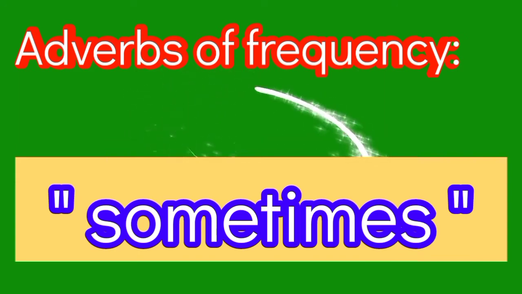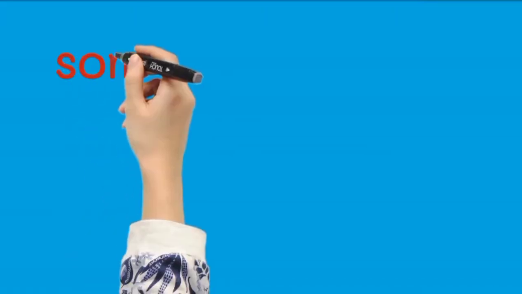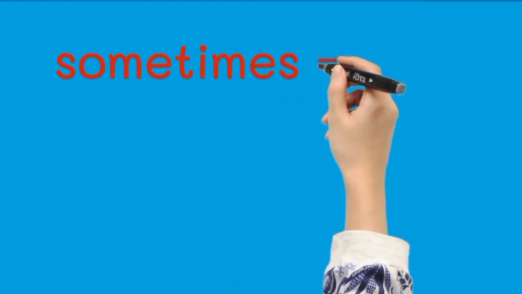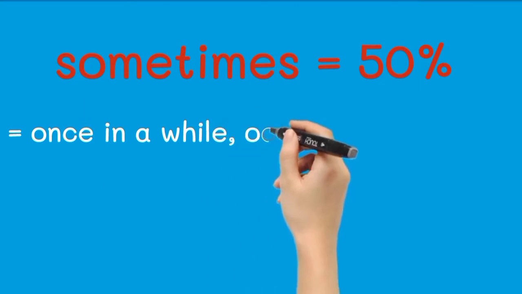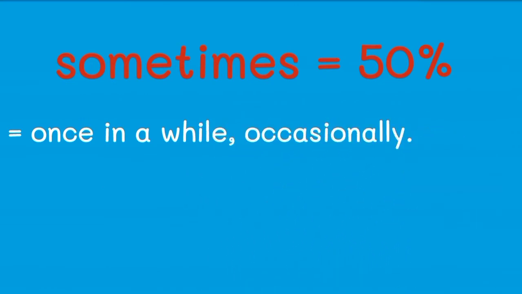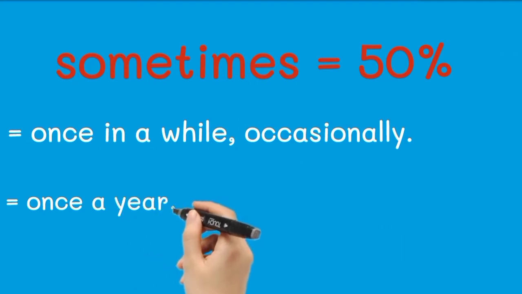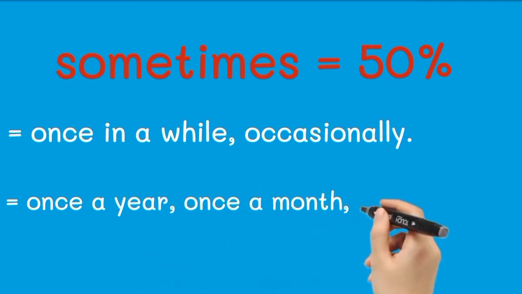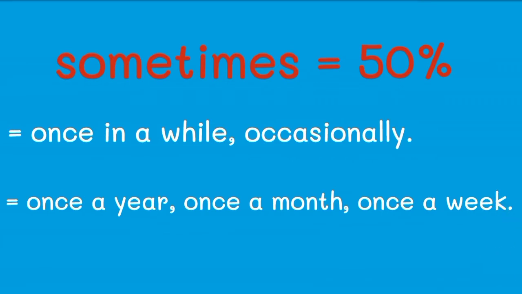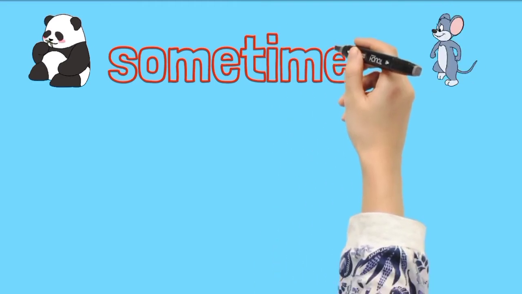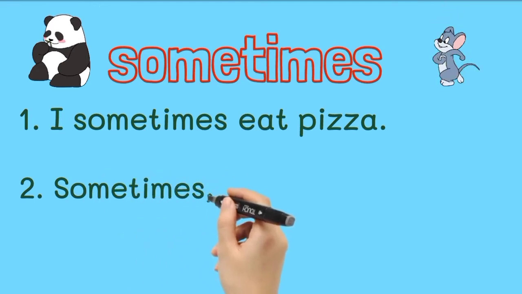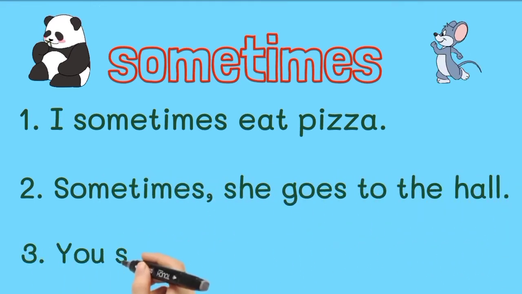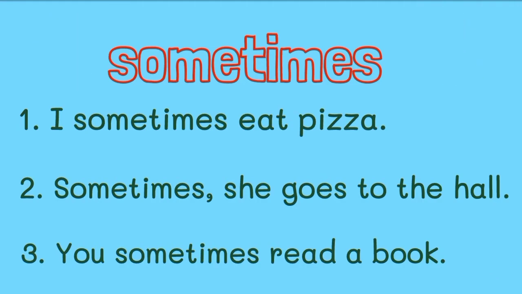Adverbs of frequency, sometimes. Sometimes means that 50% you do some things only once. Sometimes means that you do an action once in a while, occasionally, or in short, only once. Sometimes also means that we do things once a year, once a month, and once a week. Okay, did you get it? So let's use sometimes in sentences. Sometimes. 1. I sometimes eat pizza. 2. Sometimes, she goes to the hall. 3. You sometimes read a book.